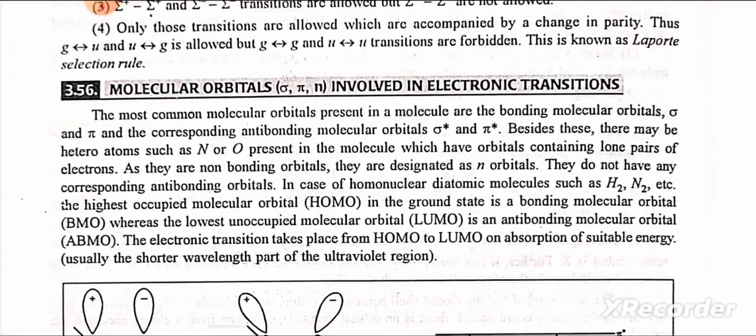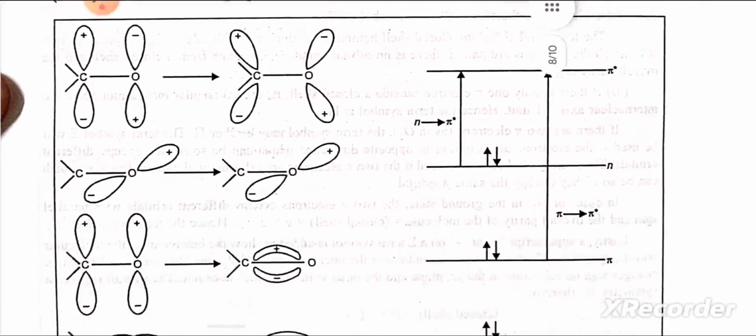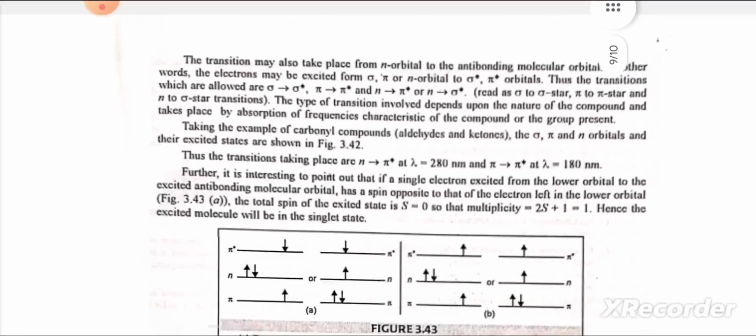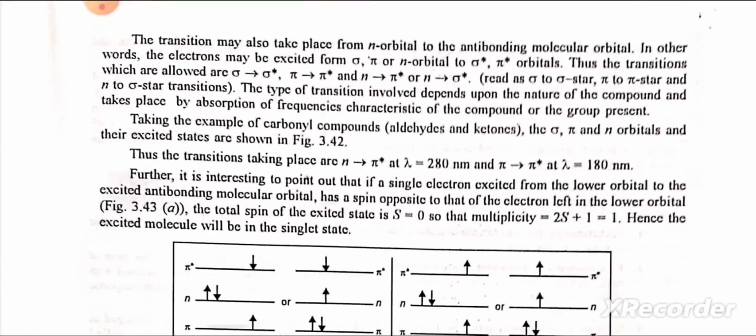In case of homonuclear diatomic molecules such as H2, N2 etc., the highest occupied molecular orbital, HOMO, in the ground state is a bonding molecular orbital, BMO, whereas the lowest unoccupied molecular orbital, LUMO, is an anti-bonding molecular orbital, ABMO. The electronic transition takes place from HOMO to LUMO on absorption of suitable energy, usually the far wavelength part of the ultraviolet region. The transition may take place from n orbital to the anti-bonding molecular orbital.